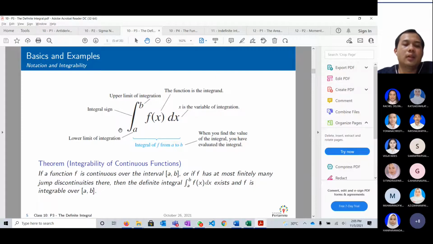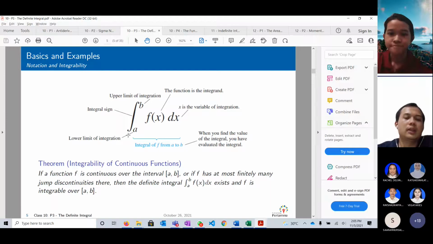The lower limit is at the bottom and the upper limit is at the top. Here is the integral sign, and in the middle is the function that is to be integrated. We call it the integrand. And here x is the variable of integration.